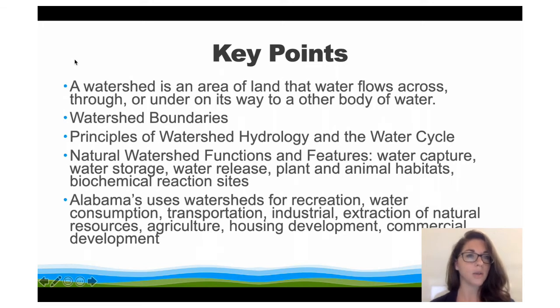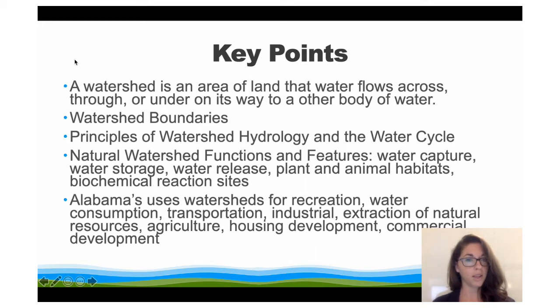So, key points to take away. We've talked about a watershed. It's an area of land that flows across, through, and under the ground on its way to another body of water. We've talked about those watershed boundaries and how they transcend political or state boundaries, that they are natural boundaries.